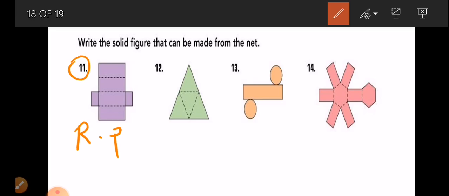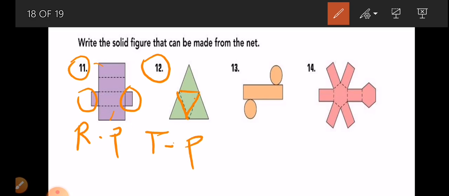How? Here at the top and at the base, and this part will be turned to close like this. Then number 12. From this part I will fold this triangle up, and from this part I will fold this triangle up. So when I close it, it will give me a pyramid. But which type of pyramid? Watch the base: triangular pyramid.